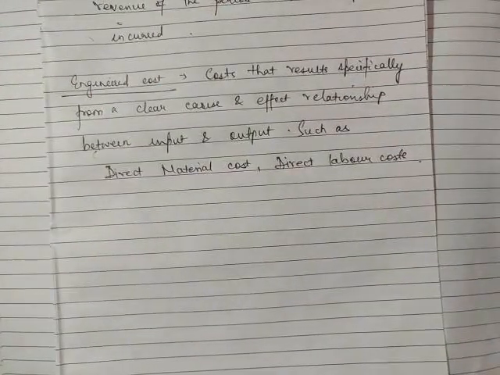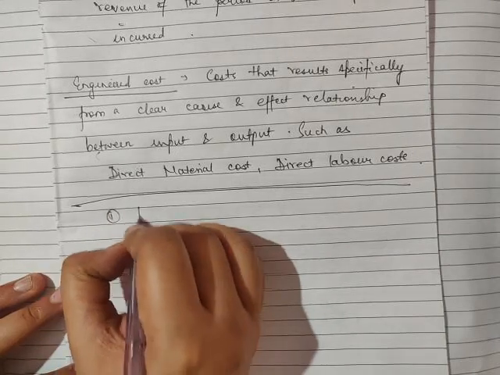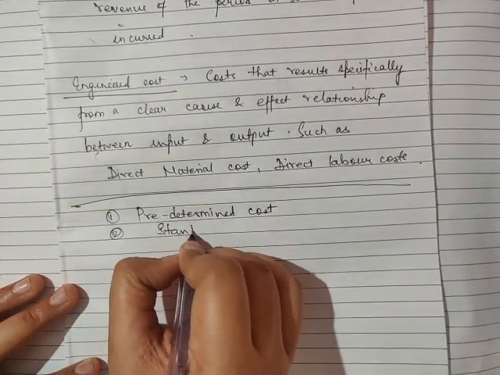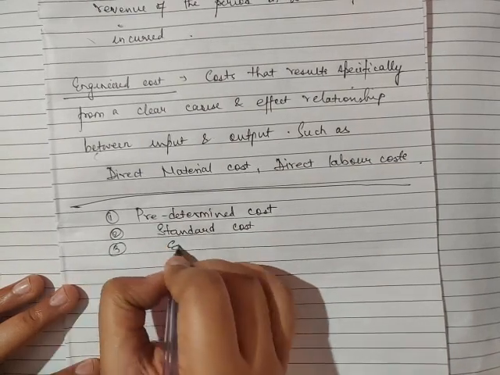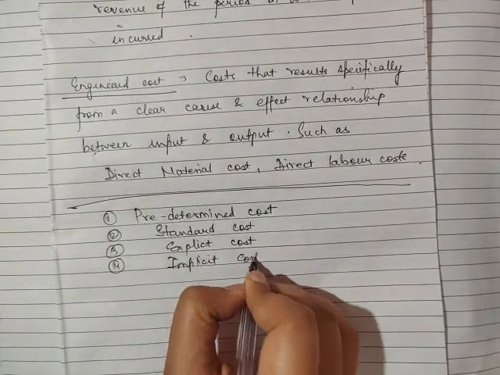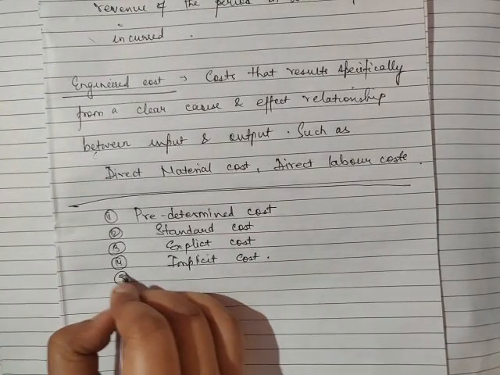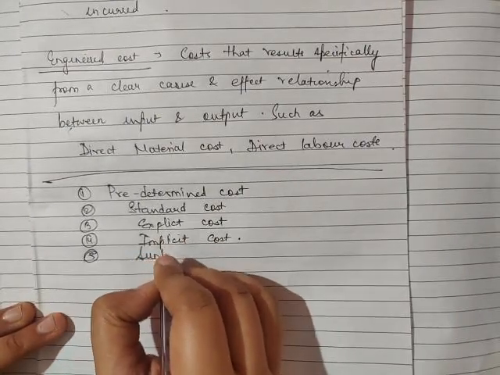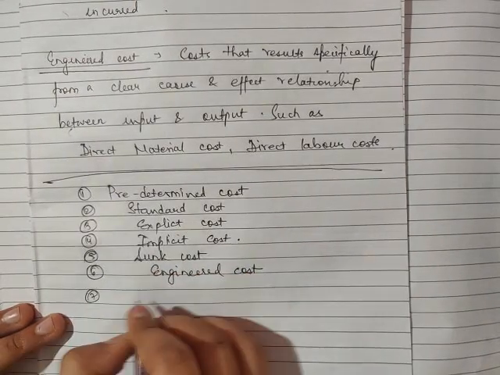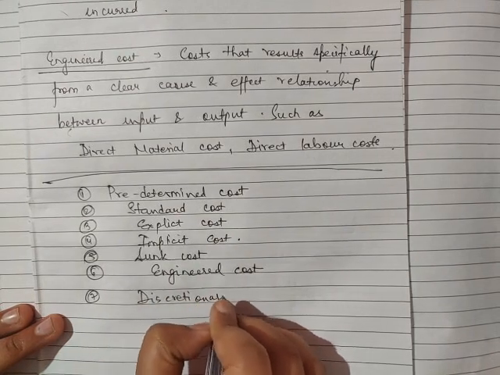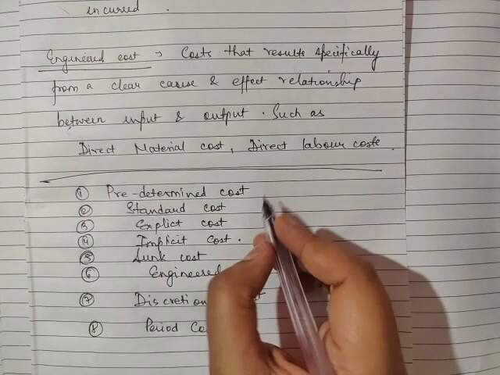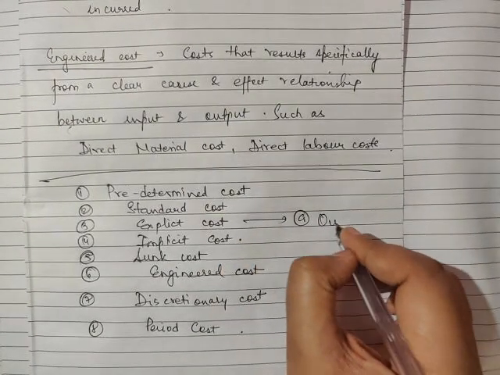So far, we have seen the following costs for managerial decision making: predetermined cost, standard cost, explicit cost, implicit cost, sunk cost, engineered cost, discretionary cost, period cost. The explicit cost is also known as out of pocket costs.